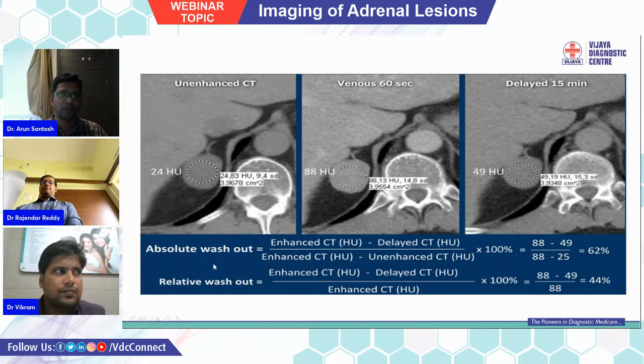When using the formulas of absolute and relative washout, the percentages calculated were 62 and 44%, which is suggestive of adrenal adenoma, even though the HU value of the plain lesion was around 24 HU, and what statistically we take is more than 10 HU. Because the percentage washouts were falling into the criteria of more than 60% and more than 40%, still it was labeled as an adrenal adenoma and left with only follow-up.